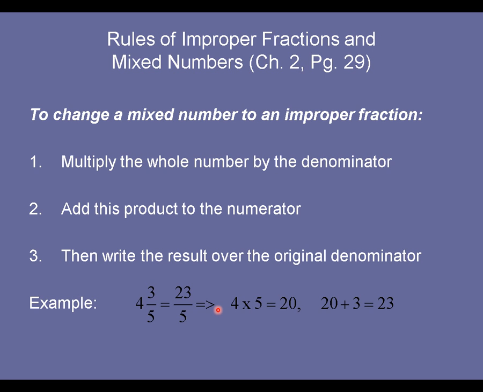and the denominator. So the whole number is 4, right, and the denominator is 5. We multiply them, we get 20, and we add the numerator. That makes it 23. And then we write it, and the 23 is going to be our new numerator, because the denominator still remains the same. In the original number, your denominator was 5, right? So that denominator is still 5, but the 23 is coming from here, because we multiply 4 times 5 plus 3.